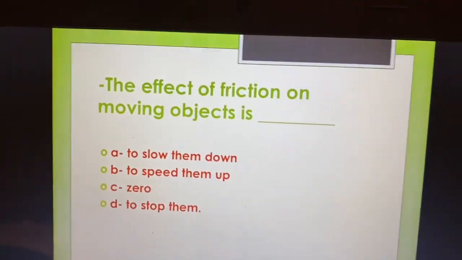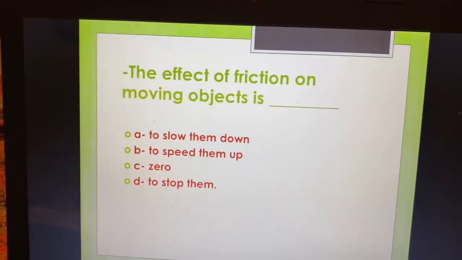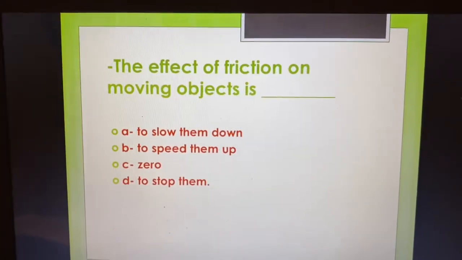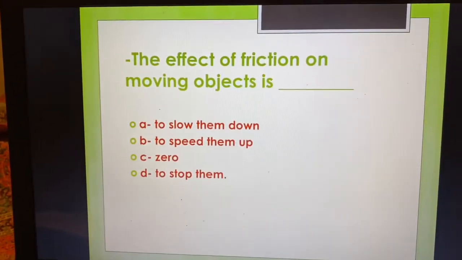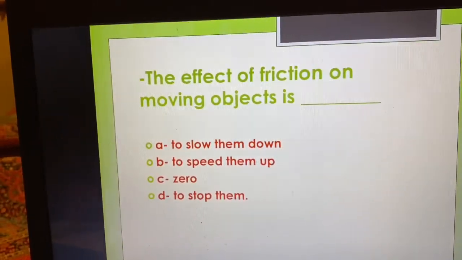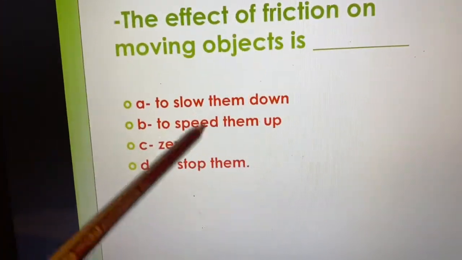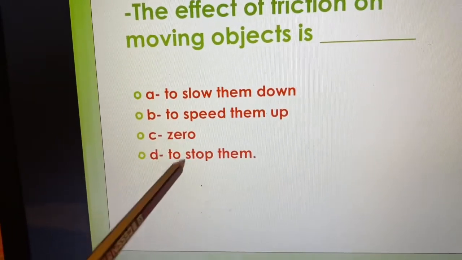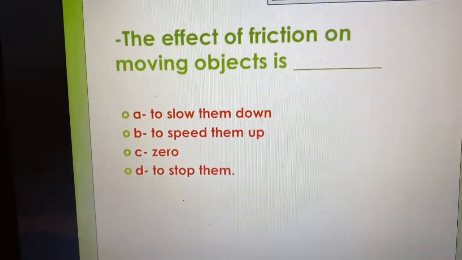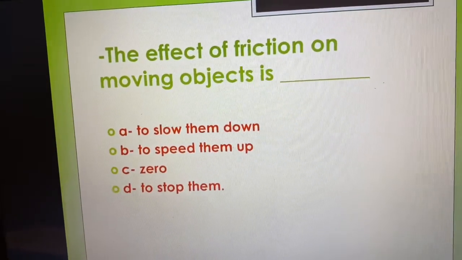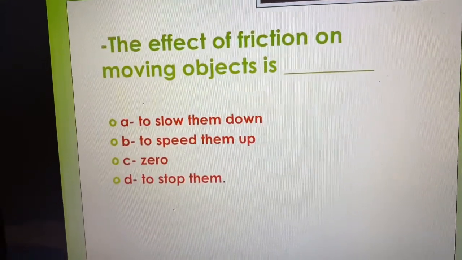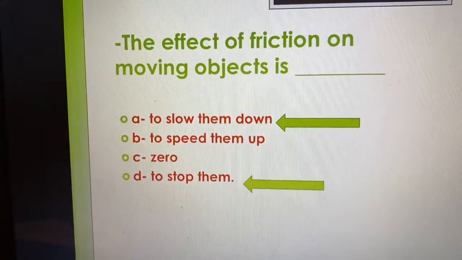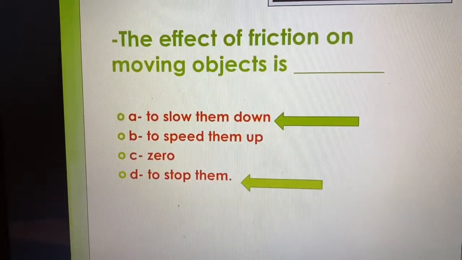Here, I have a question for you. What's the effect of friction on a moving object? The object is moving and there is friction. Will the friction slow them down, speed them up, have zero effect, or stop them? Which answers are correct? You have two answers. Friction will always slow objects and make them stop. Always, you have to memorize this.